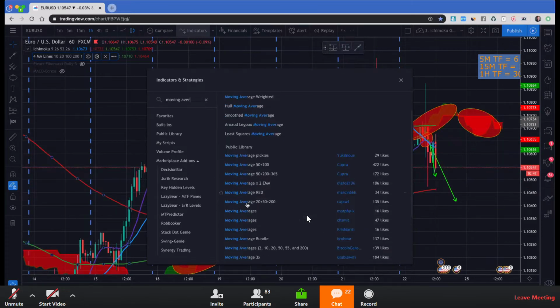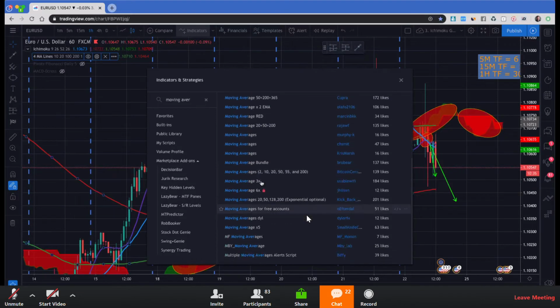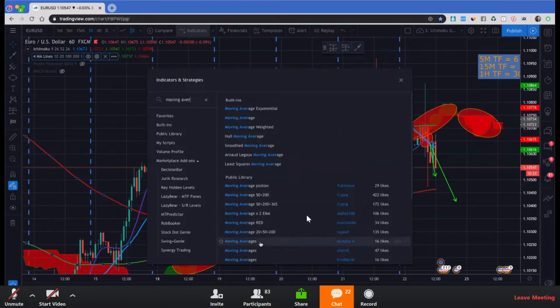Here, there's other options as well. Moving averages, 2, 10, 20, and so on. You probably can change it. Here's 3 times moving average. Here's 4 times moving averages, but exponential. Moving averages for free accounts. So there's more options to get 4 moving averages. You can also just add 4 times the moving average.